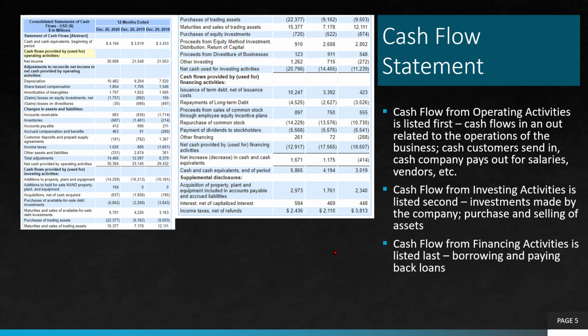On all cash flow statements, you will see cash flow from operating activities is always listed first. These are cash flows in and out of an organization related to the operations of the business: cash that customers send in, cash a company pays out for salaries and vendors. Investing activities are listed second, and these are investments made by the company, purchasing and selling of assets, etc. Cash flow from financing activities is listed last, and this involves activities of borrowing and paying back loans.